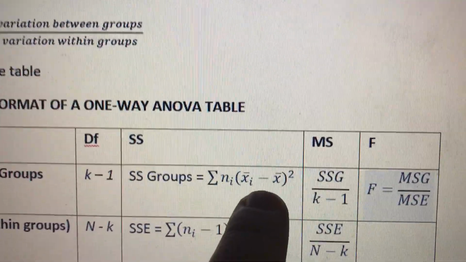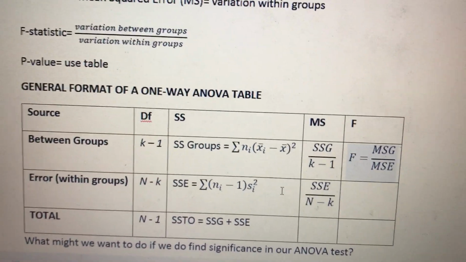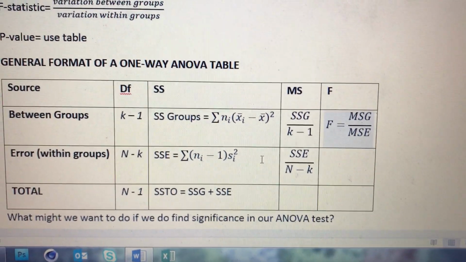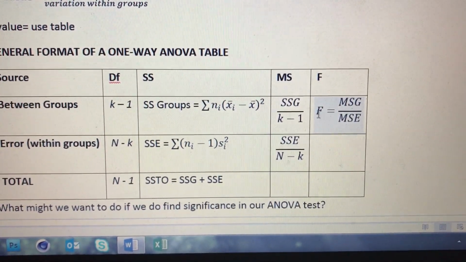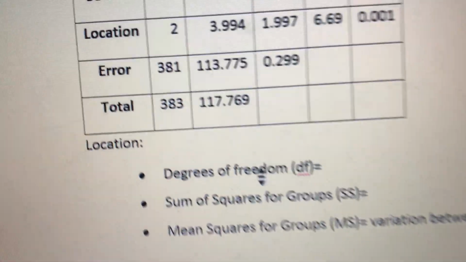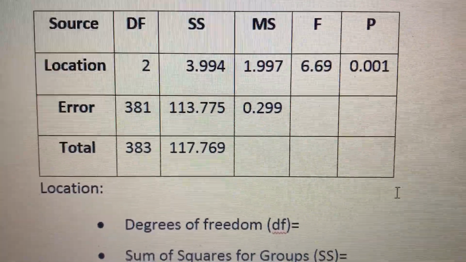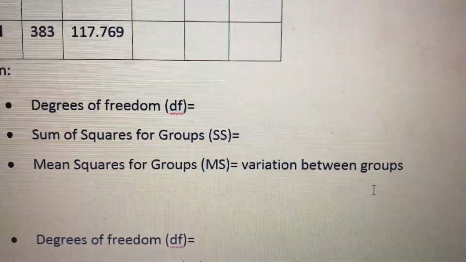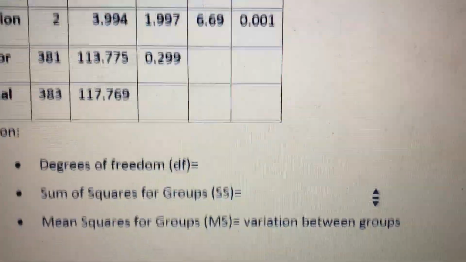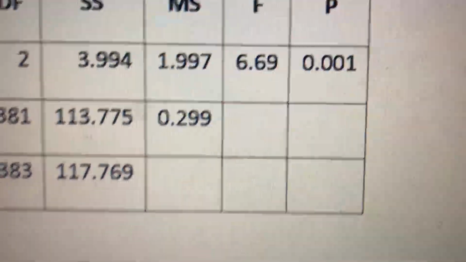But inside of these parentheses right here, this is where we are starting to quantify the variation between the groups. If all of them are really close to each other, we have small values here. If they're all way far apart from each other, we have large values here. And then our mean squares for groups equals our sum of squares for groups divided by our degrees of freedom. Or if we go back up to our table, 3.994 divided by 2 is where we get that 1.997. So our mean squares for groups, this is where we have quantified the variation between groups. So that 1.997 number has quantified the variation between groups.